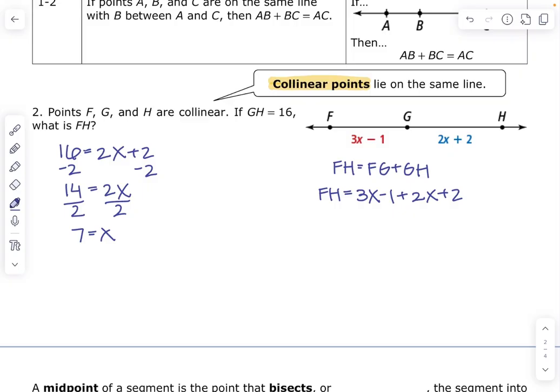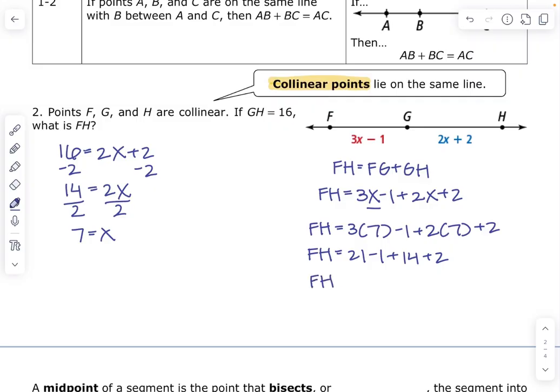Because we know that, we can plug that into our equation over here. So wherever there is an x, I'm now going to write a 7. So I know that FH is now equal to 3 times 7 minus 1 plus 2 times 7 plus 2. All right, we're using our algebra skills again. 3 times 7 is 21, minus 1 plus 2 times 7 is 14, plus 2. And then I know that FH is equal to 21 minus 1 is 20, plus 14 is 34, plus 2 is 36.